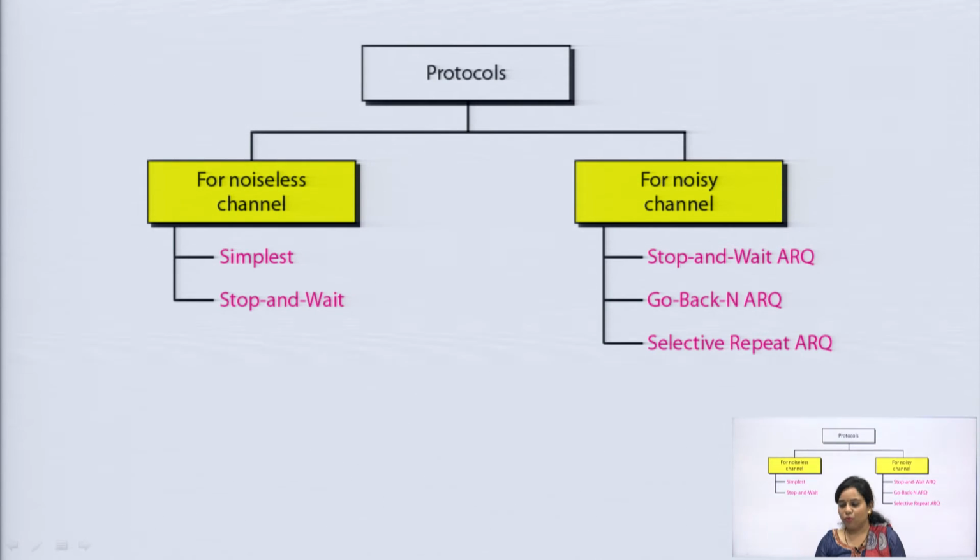Now, different types of protocols are available. It depends on whether we are considering the noiseless channel or the noisy channel. In case of the noiseless channel, two types of protocols are available. The first one is the simplest protocol, the second is the stop and wait protocol. In case of the noisy channel, there are another three types of protocols available.